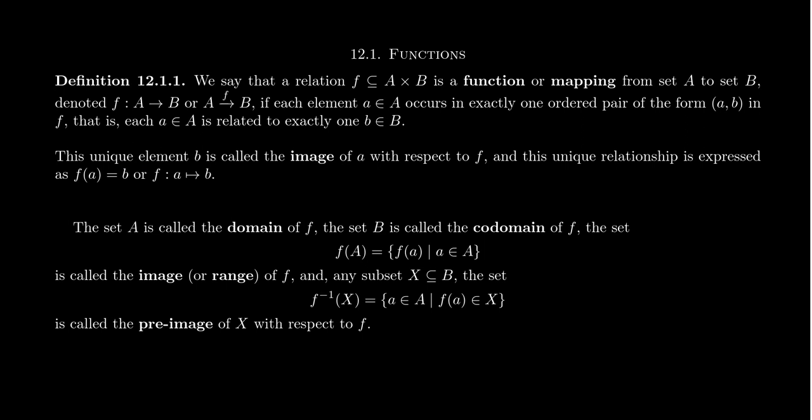We call that the image of a with respect to F, and we denote this as F of a equals b, or sometimes you'll see the arrow a maps to b. The LaTeX symbol here is backslash mapsto. Again, this is the idea of the mapping. You transform a into b, and so F maps a into b.